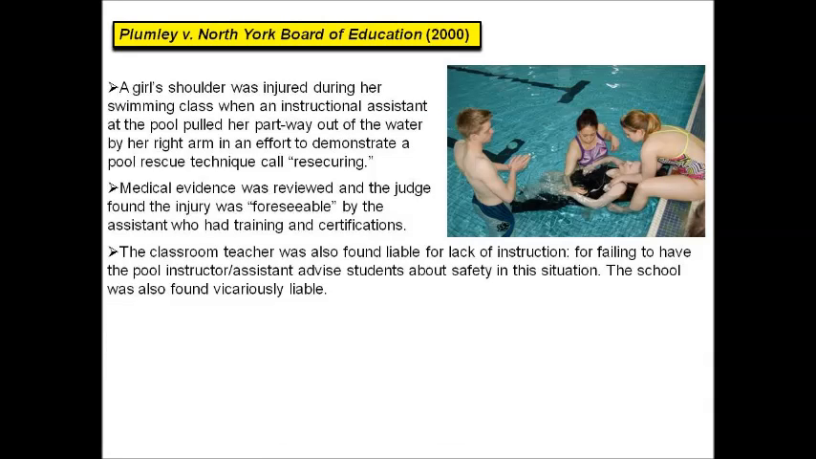Plumlee v. North York Board of Education in 2000. A girl's shoulder was injured during her swimming class when an instructional assistant at the pool pulled her partway out of the water by her right arm in an effort to demonstrate a pool rescue technique called resecuring. Medical evidence was reviewed, and the judge found the injury was foreseeable by the assistant who had training and certification.